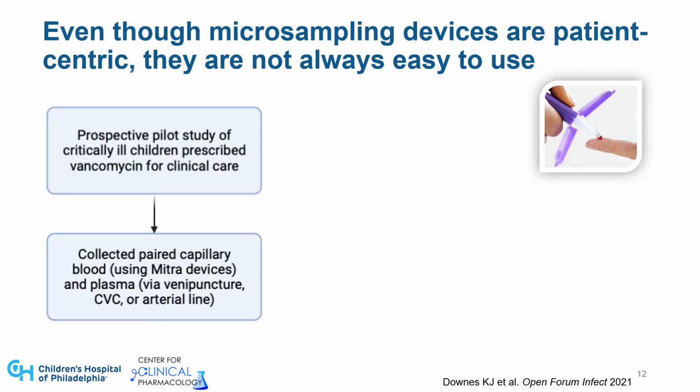Lastly, even though microsampling devices are patient-centric, they're not always easy to use. We performed a pilot study of critically ill children prescribed vancomycin and sought to evaluate the relationship between capillary blood concentrations and plasma concentrations. We collected paired capillary blood samples using the Mitra devices, which are shown in the top right, and plasma via standard TDM approaches.